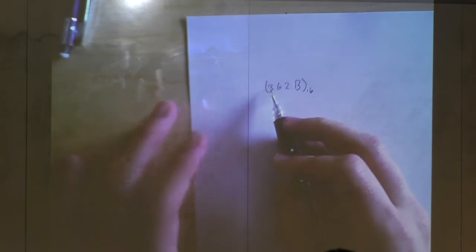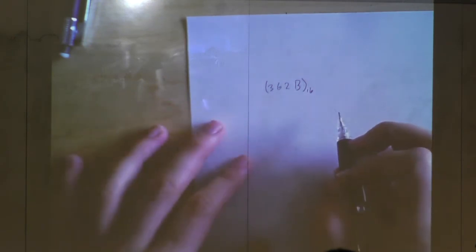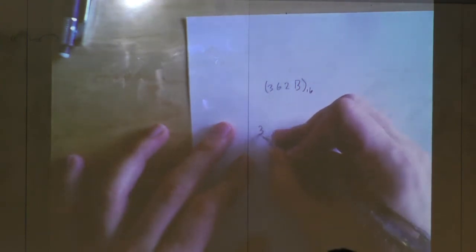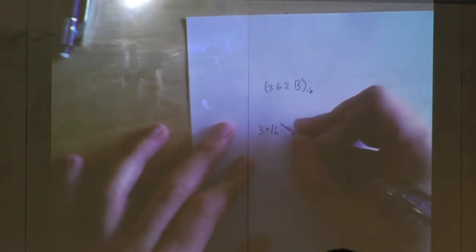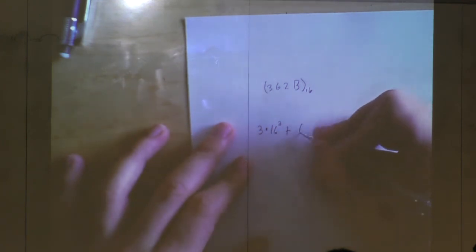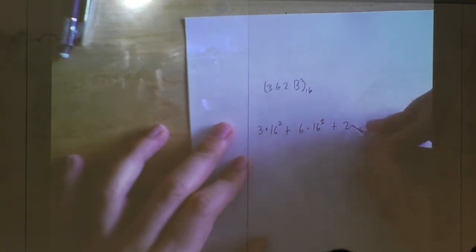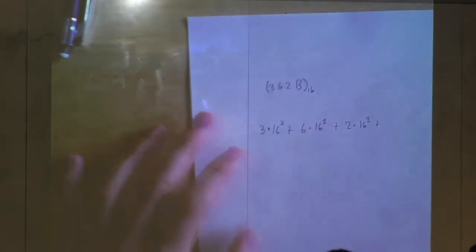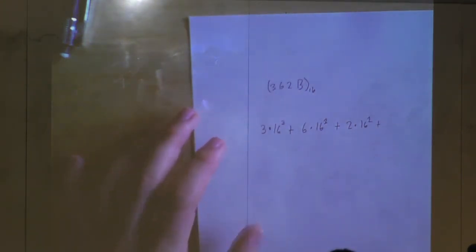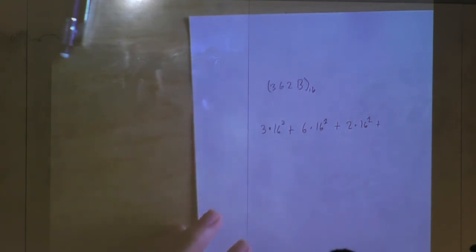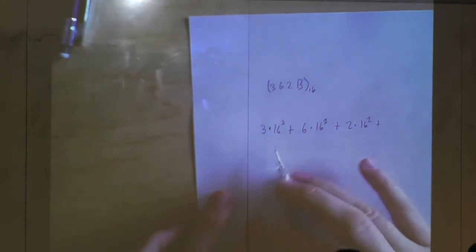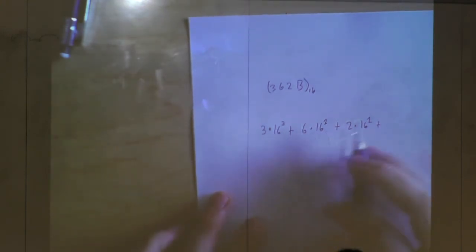Essentially the way you convert from this to decimal is the same thing you do with binary, except you use powers of whatever your base is instead of powers of 2. So this is going to be 3 times 16 to the third plus 6 times 16 to the second plus 2 times 16 to the first plus B. Are we converting to base 10? Yeah, we're going to base 10 right now, and then we'll go from 10 to another base after that.